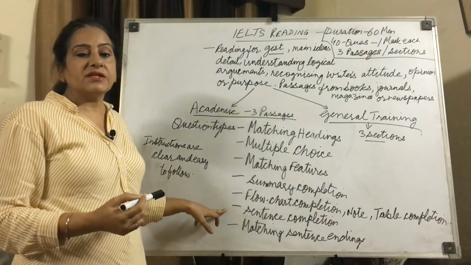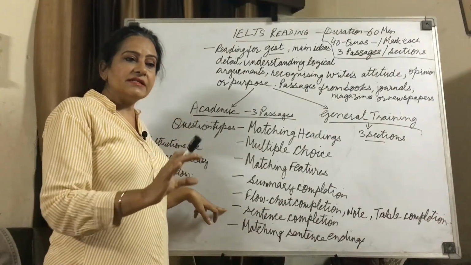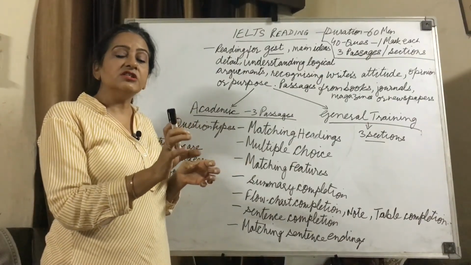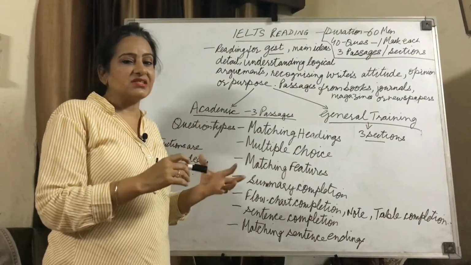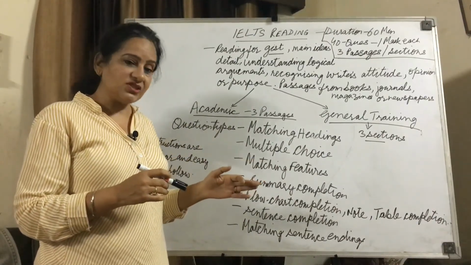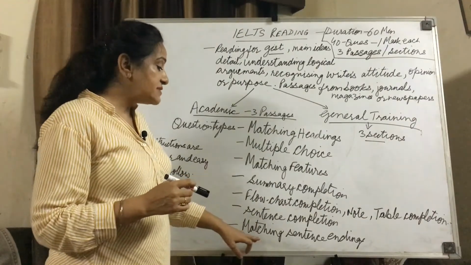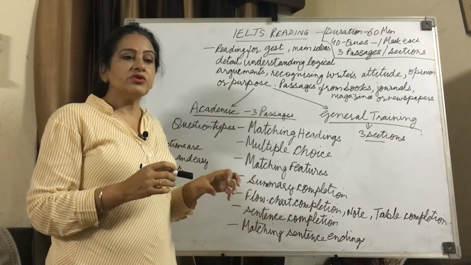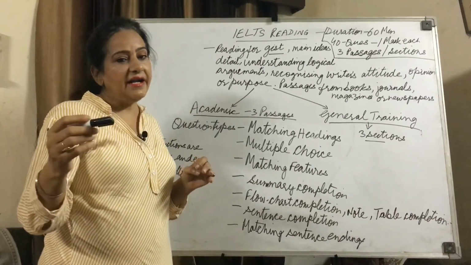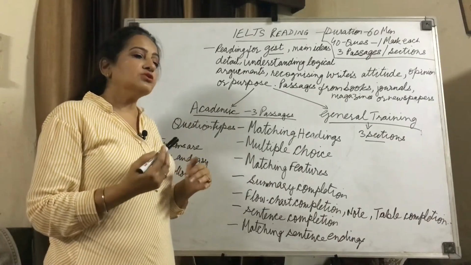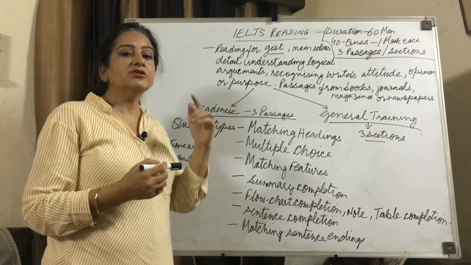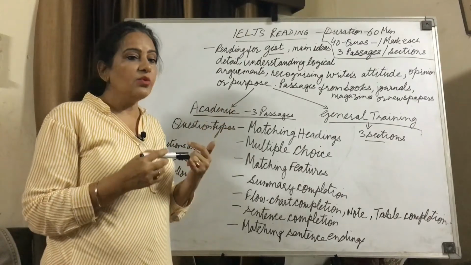Then there is sentence completion, where they give you a sentence in which there are certain phrases or words which you have to use out of the passage, and those words should be exactly the same as given in the passage. Then there are matching sentence endings. They give you the starting of the sentence and ask you to complete the ending of the sentence. These also you have to find from the passages given, and then answer according to the instructions given. They can be 1 word, 2 words, 3 words.